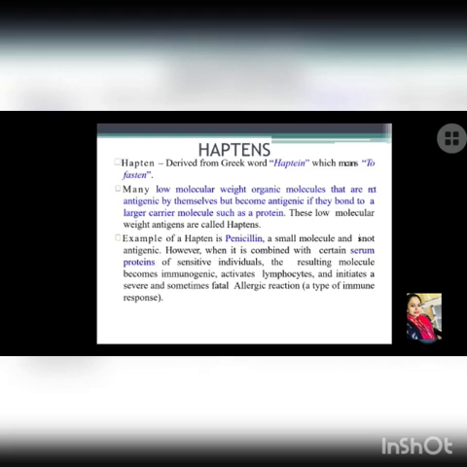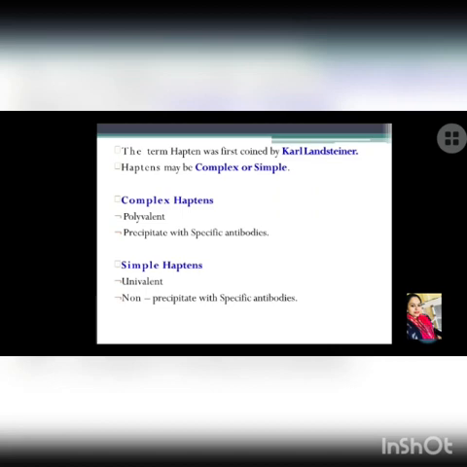The term hapten was first coined by Karl Landsteiner, and these haptens may be complex or simple in nature based on their valency. The complex haptens are usually polyvalent in nature and they precipitate with specific antibodies, unlike the simple haptens, which are univalent in nature and do not precipitate with the specific antibodies.